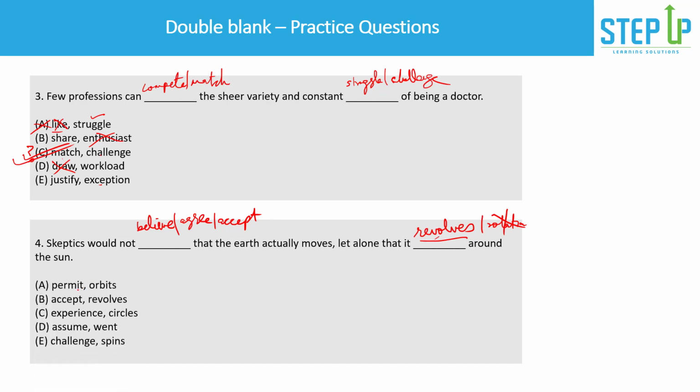Skeptics would not permit that the earth actually moves. Permit, wrong option. Skeptics would not accept. Okay, maybe, yes, this seems like correct. Skeptics would not experience, no. Skeptics would not assume, okay, maybe, that the earth actually moves, let alone that it went around the sun. Now, went is definitely wrong. Skeptics would not challenge. Skeptics are the ones who always challenge, in fact. That spins around the sun is wrong. So, best option is option B.